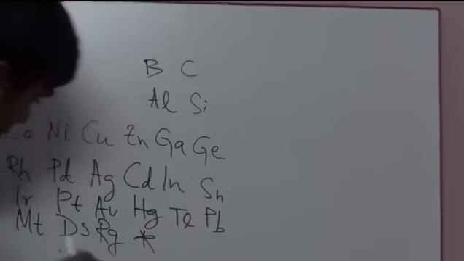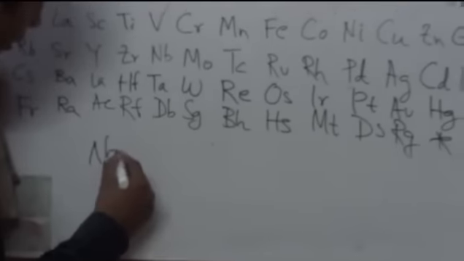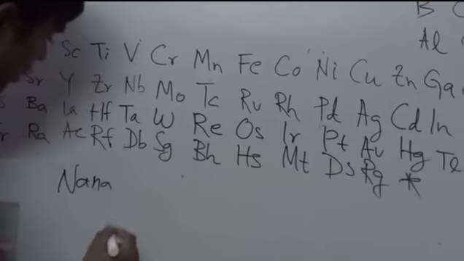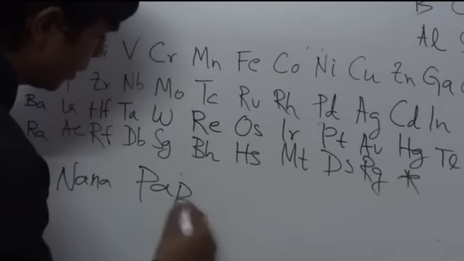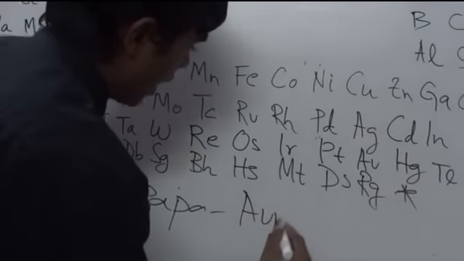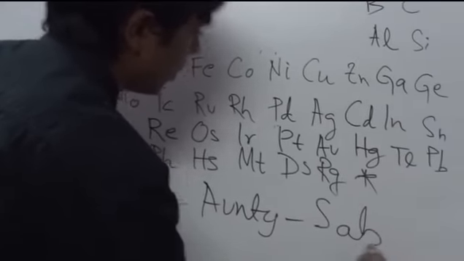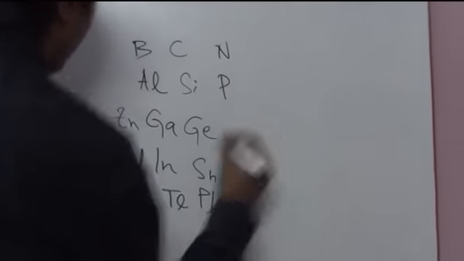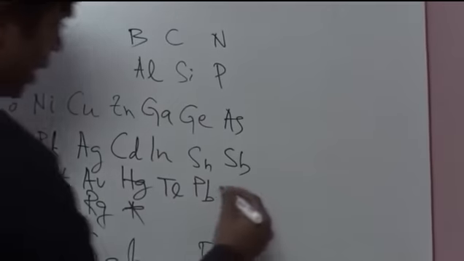Then the next one, group 15, that one is my favorite. It is Nana, Papa, Auntie, Sab, Bimar. So Nana nitrogen, Papa phosphorus, Auntie arsenic, Sab antimony and Bimar bismuth. Next time call your aunt arsenic.